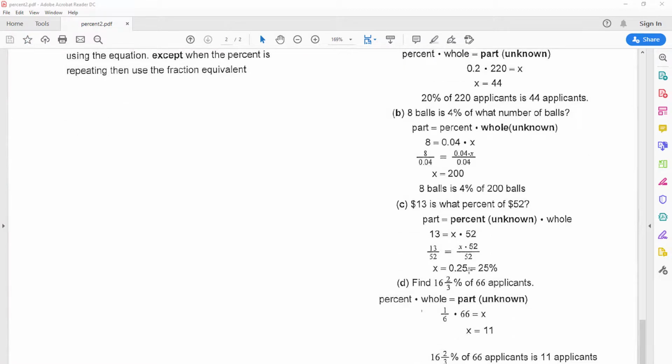And last one here, it says find 16 and 2/3 percent of 66. So we have the part that comes after "of" is our whole, and we have our percent. And whatever's left is our part. So in this case here, 16 and 2/3 percent is the same thing as 1/6. So 1/6 of 66 is 11.